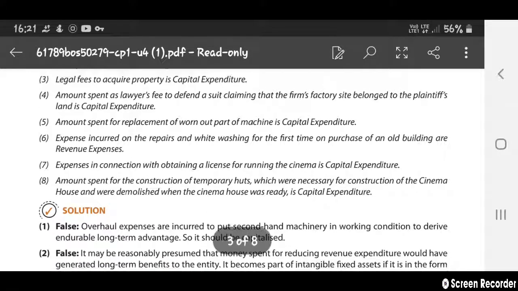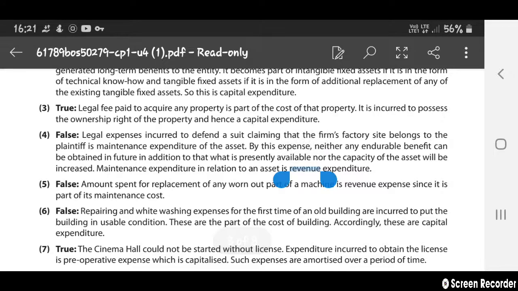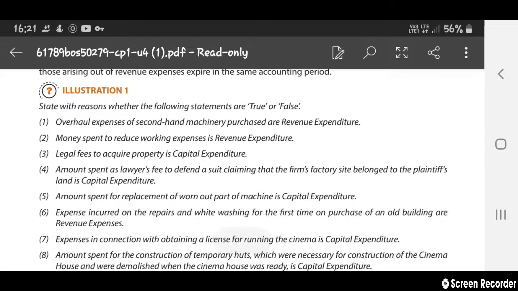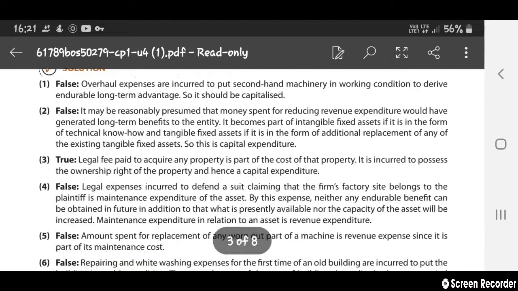Next, legal fees to acquire property is capital expenditure. Yes, it is true, because legal fees paid to acquire any property are part of the cost of that property. It possesses some of the ownership rights for the property, and hence it is a capital expenditure only. And next, amount spent as lawyer's fees to defend a suit claiming that the firm's factory site belongs to the plaintiff's land is capital expenditure.